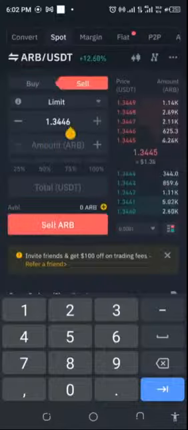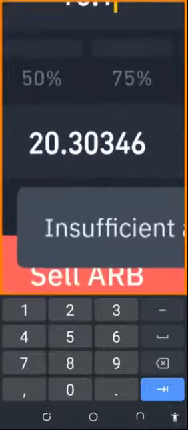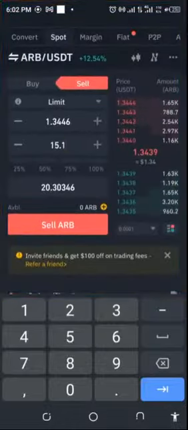Let me even see, using this current price, what it will be. Okay, let's assume that we use this current price. We're going to get 20.30. That's 1.5%. Okay, that looks good.